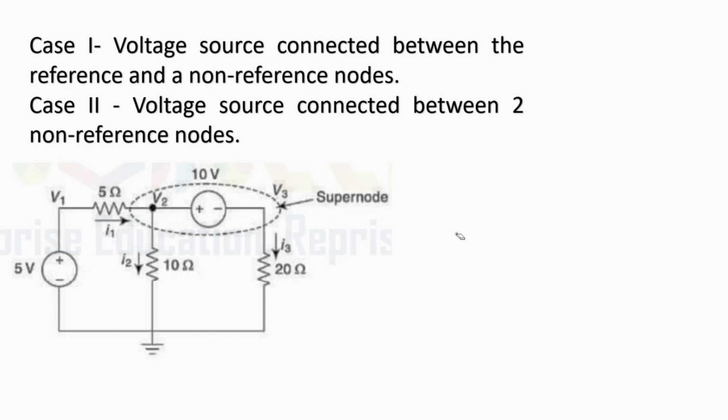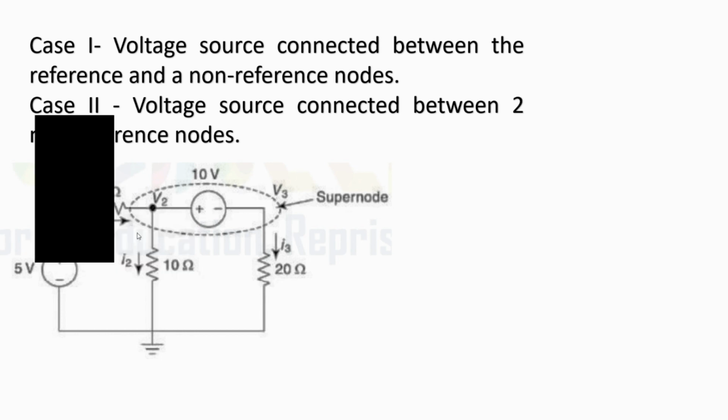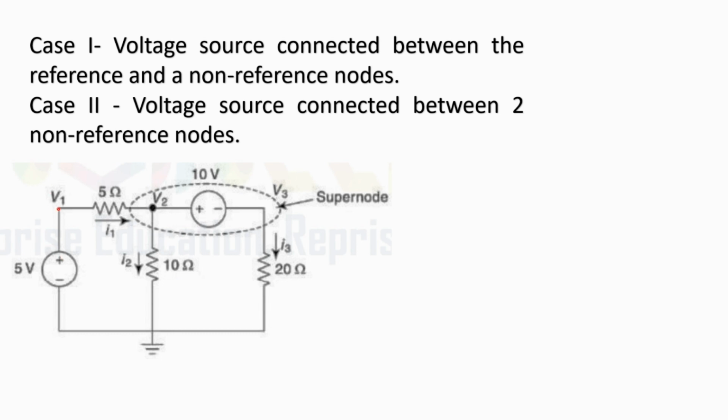Now, there could be two cases as already said. The first is when a voltage source is connected between the reference node and a non reference node. So, that would be in case of this particular 5 volts voltage source. Here the 5 volts voltage source is connected between node N1 and the reference node. I'll call it as N4. So this is the first case. In that case, the value of this nodal voltage V1 becomes the value of the voltage source that is connected to it. So that means V1 becomes 5 volts.